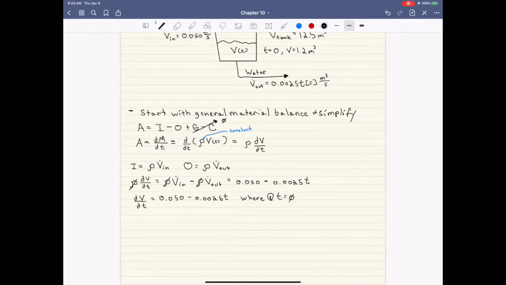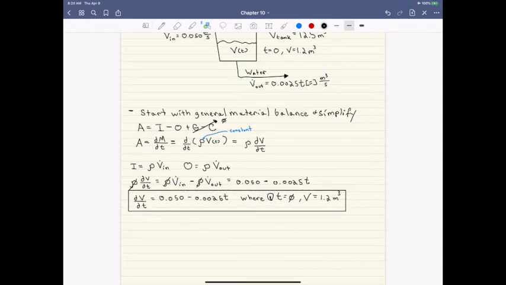And so that tells us that at time equal to 0, the V in our differential equation, which is describing the volume of water in the tank and not just the tank volume, is going to be equal to 1.2 meters cubed. Okay, and so this is our answer for part A. Let's now proceed to part B, which ultimately asks us to solve this differential equation and develop an expression describing V of t.